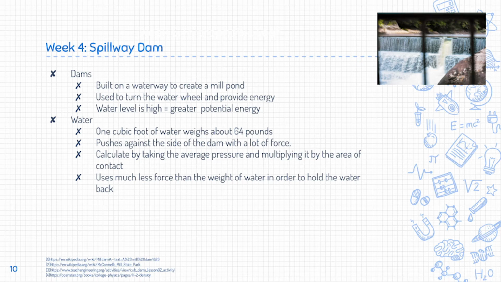The water pushes against the side of the dam with a lot of force. To calculate the force exerted on the dam, you take the average pressure and multiply it by the area of contact. You may assume that the dam must apply an equal force against the pressure of the water. However, this is incorrect, and the dam can actually use much less force than the weight of the water in order to hold the water back. This came to be really surprising to me because I assumed that a dam would need to have equal or more force than the water to be reliable.